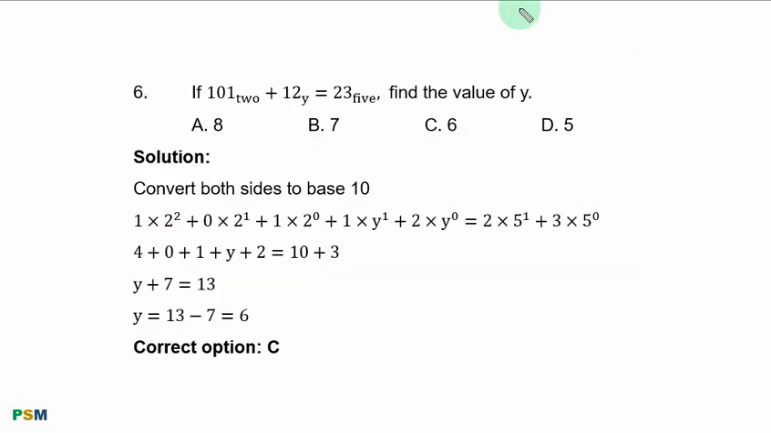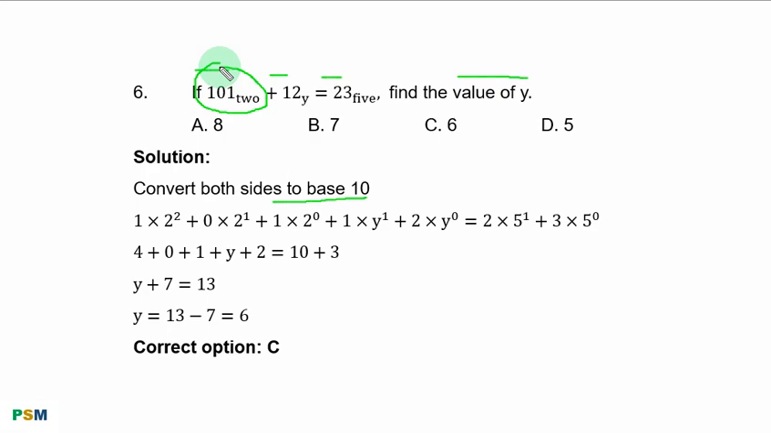Question 6. If 101 base 2 plus 12 base y is equal to 23 base 5, find the value of y. Solution. Convert both sides to base 10. You do that term by term. We consider the first term.